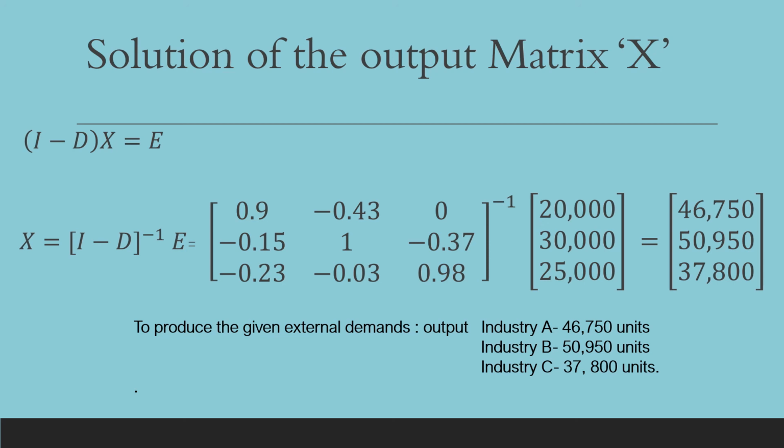So how are we going to find the inverse of this? You can just enter it in your graphing calculator, take the inverse, and multiply by the demand matrix. That will give you the final answer. The answer will be the output for industry A, industry B, and industry C. So this is how Leontief's input-output model is used in the economic system. Here matrix algebra is used to get the production results.